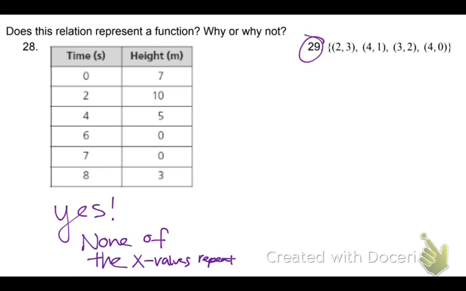All right, now that you've had some time to think about it, hopefully you wrote something along the lines of, no, this is not a function. And the reason it's not is because of these two coordinate points right here. We have 4 going to 1 and we have 4 going to 0. That is a problem for us. This is not a function. I'm not sure what I'm going to get if I push 4 in my function vending machine. So this is not a function because we have x values repeating.